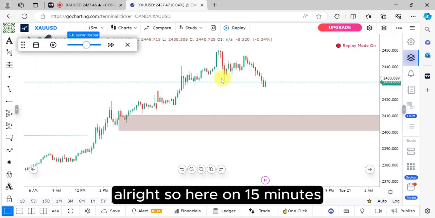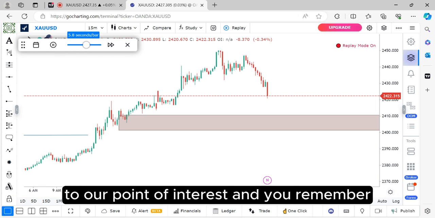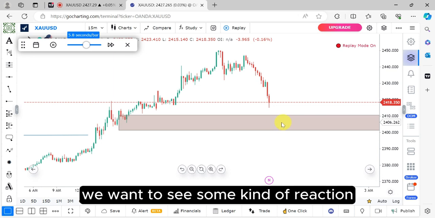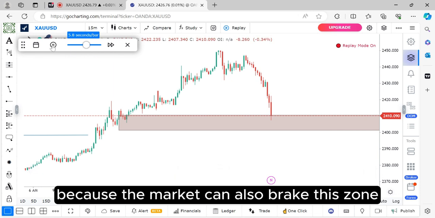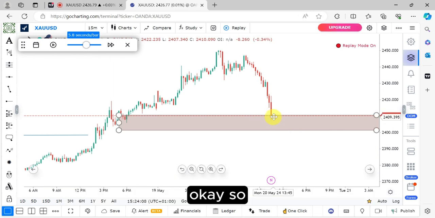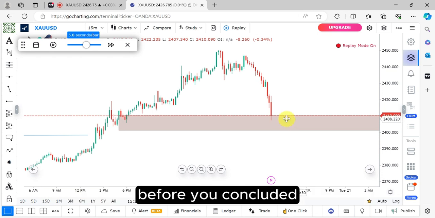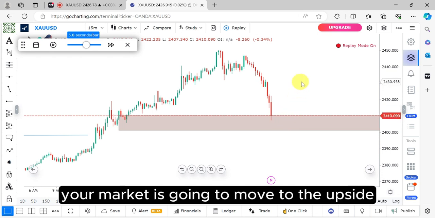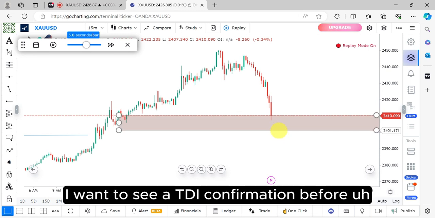Alright, so here on 15 minutes, you can see the market coming here to our point of interest. And you remember, we want to see some kind of reaction on our point of interest before we can decide, because the market can also break the zone. Okay, so you want to see some reaction in this zone before you conclude that the market is going to move to the upside.